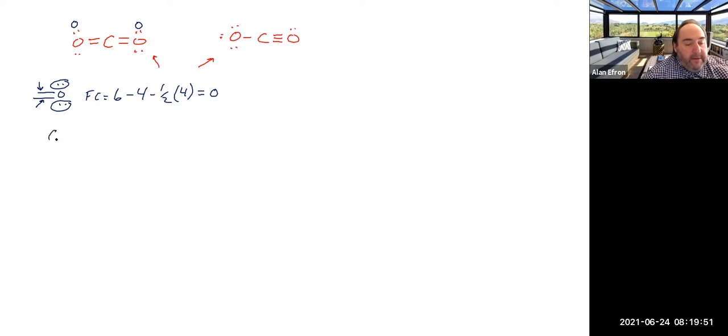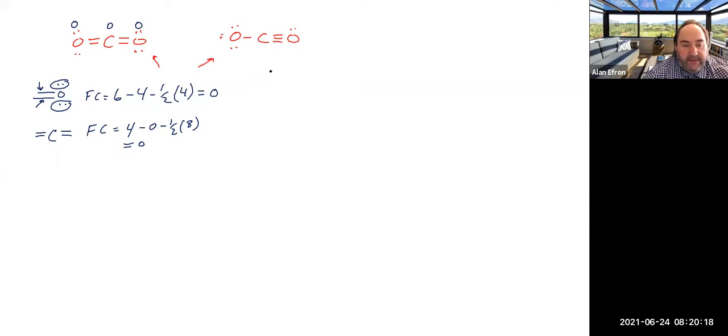And our carbon there in the middle is double bonded on each side. That would give me a formal charge of 4 for carbon, which is the valence electrons, minus 0 as there's no dots on the carbon, minus 1/2 of 8, since there are 4 lines, which means there's 8 electrons there. That's basically 4 minus 4, which is 0. That's going to be pretty hard to beat here.